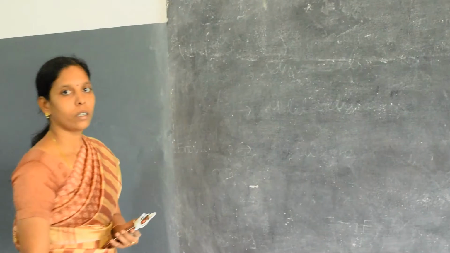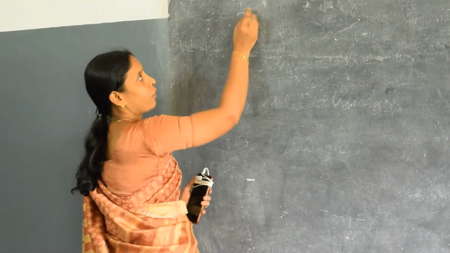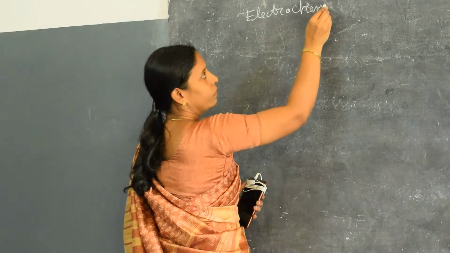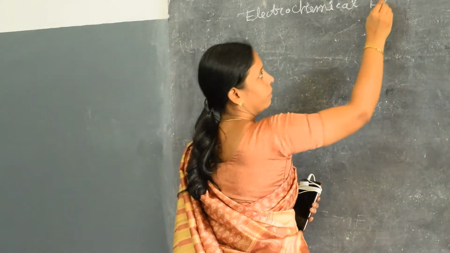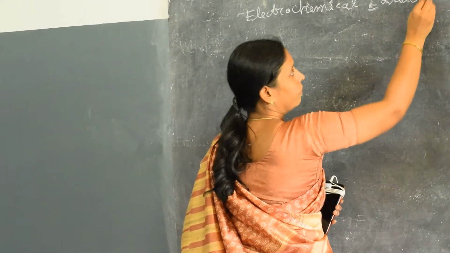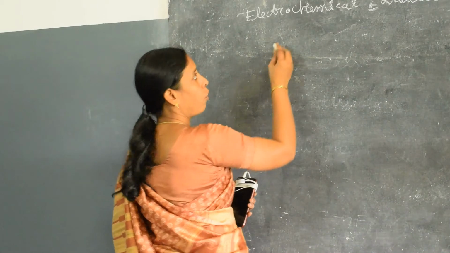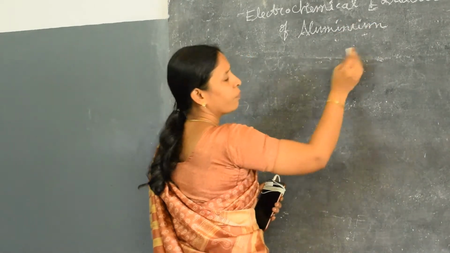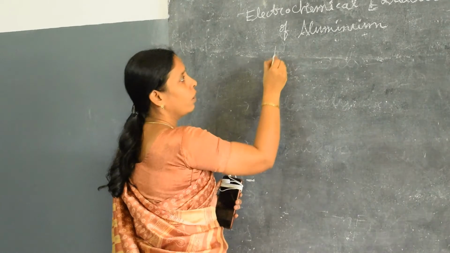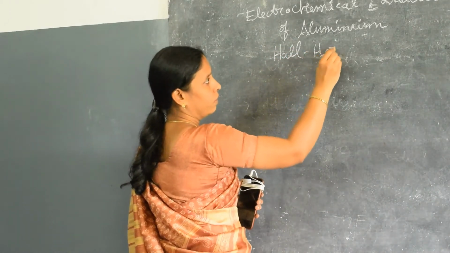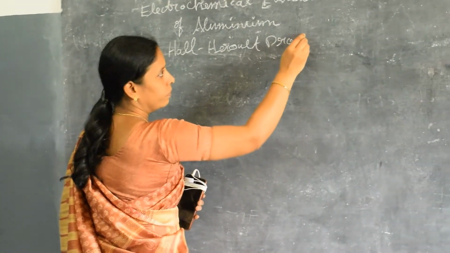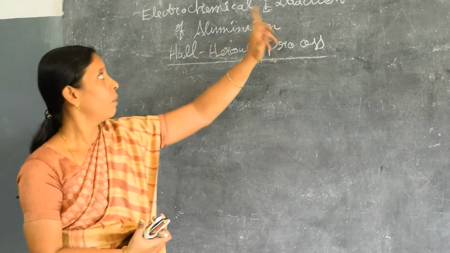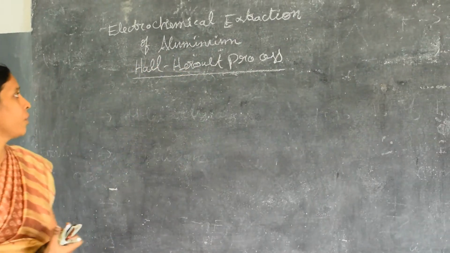The next topic is the electrochemical extraction of aluminum by using the Hall-Heroult process.